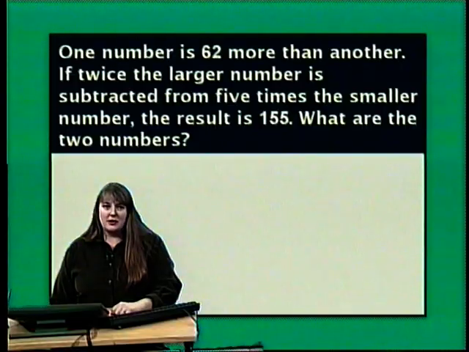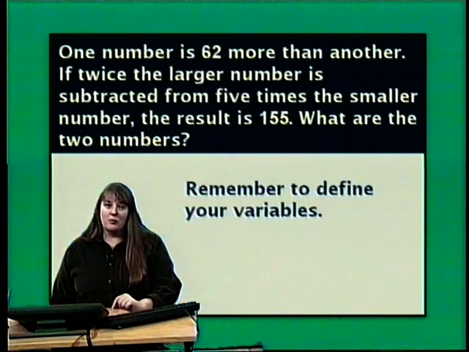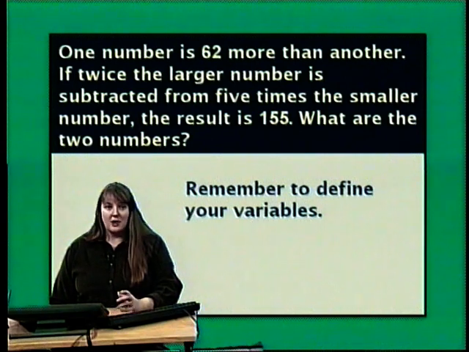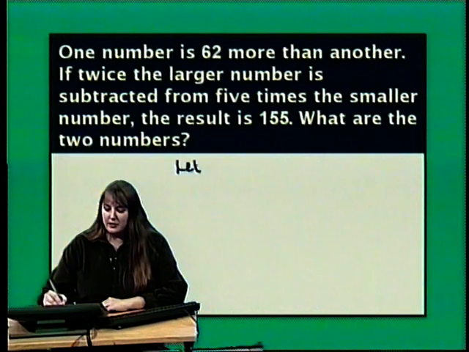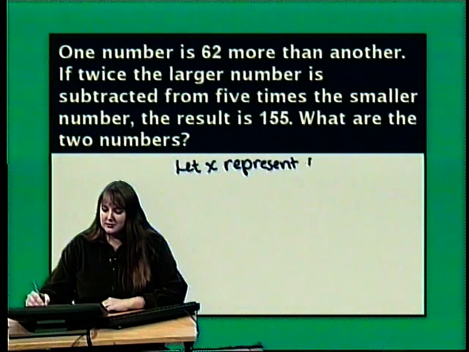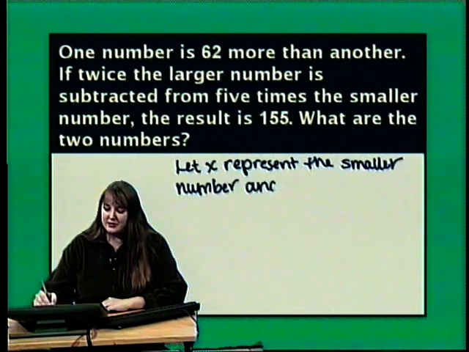So let's look at that word problem. One number is 62 more than another. If twice the larger number is subtracted from 5 times the smaller number, the result is 155. What are the two numbers? One thing we always want to remember to do when we're solving a word problem or an application is to define your variables. So what are our variables in this case? Well, we're talking about a smaller and a larger number. So let's let x represent the smaller number, and y represent the larger number.